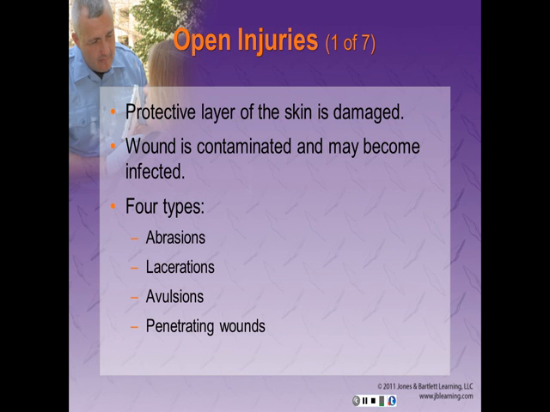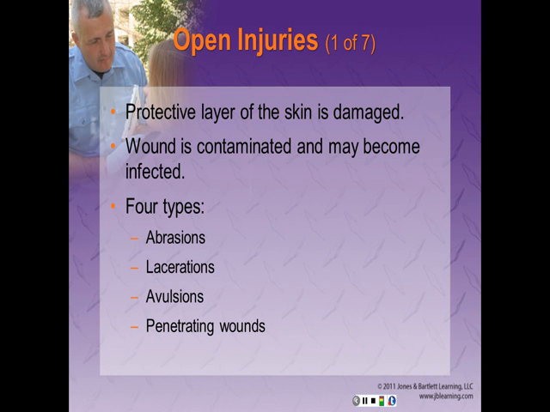Open injuries. Open injuries differ from closed injuries in that the protective layer of the skin is damaged, and this can produce extensive bleeding. A break in the protective skin layer or mucous membrane means that the wound is contaminated and may become infected. Contamination describes the presence of infectious organisms or foreign bodies, such as dirt, gravel, or metal, in the wound. You must address excessive bleeding and contamination in your treatment of open soft tissue wounds.